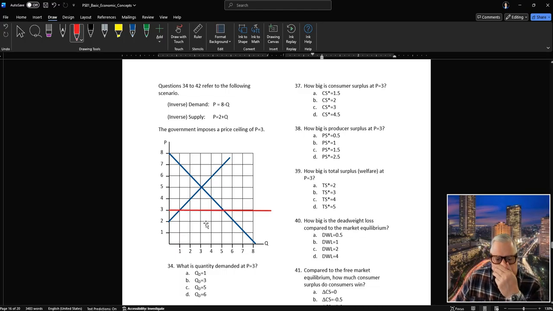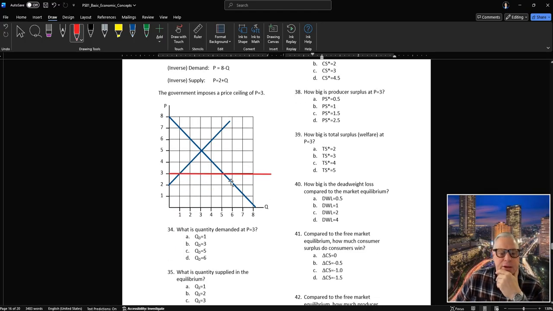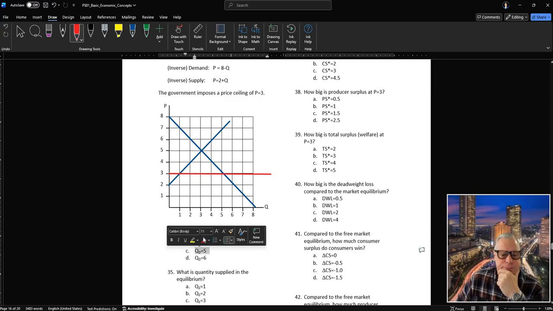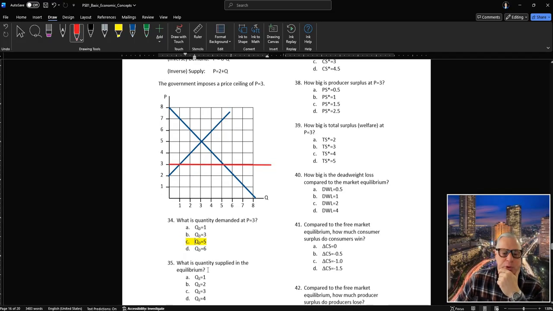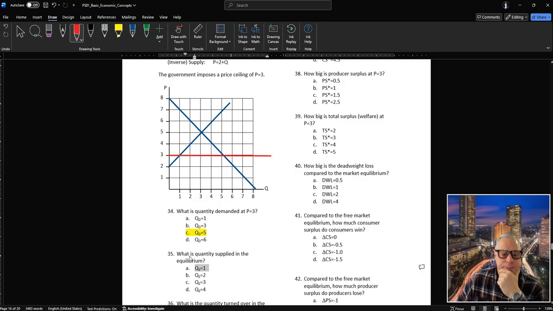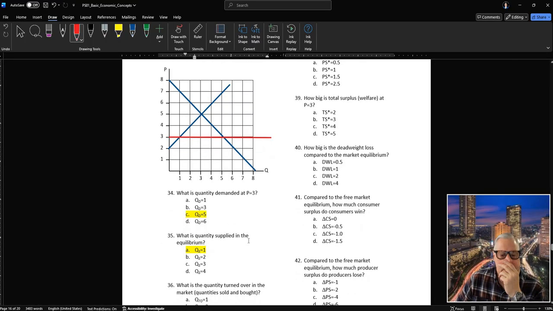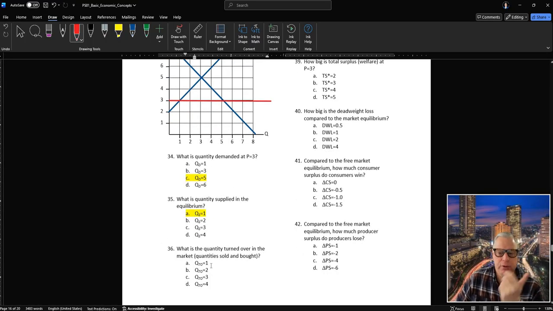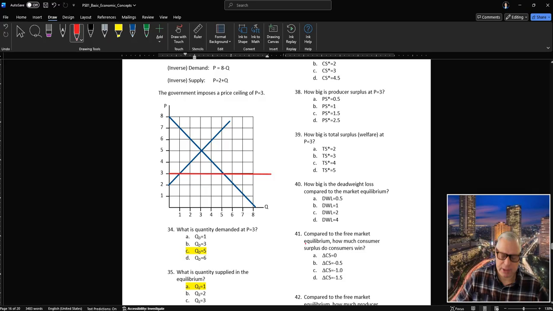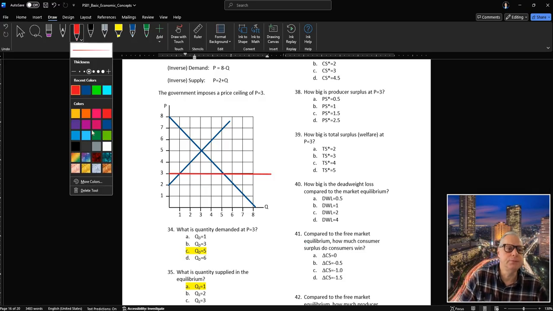Okay, so what is the quantity demanded at 3? Quantity demanded is 5. Quantity supplied, however, is only 1. What is the quantity turned over? It's again only 1. So now we have to conduct our welfare analysis at a quantity of 1.